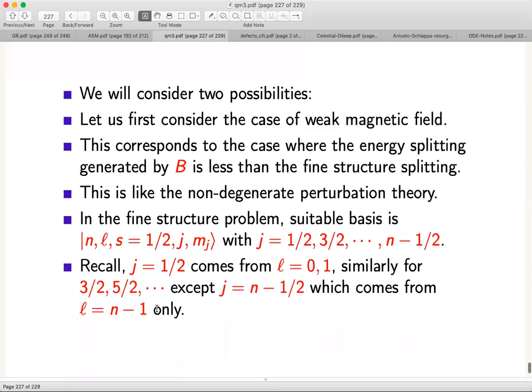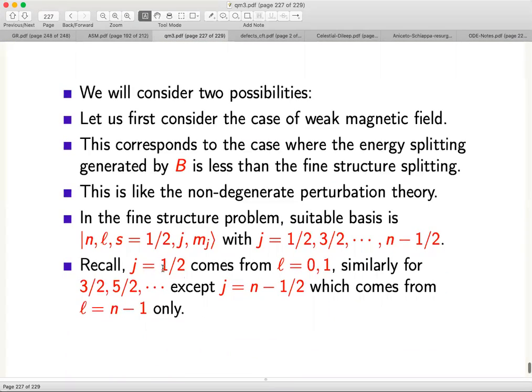So that is the kind of 2 times (2j+1) versus (2j+1) kind of degeneracy that these states would have had.